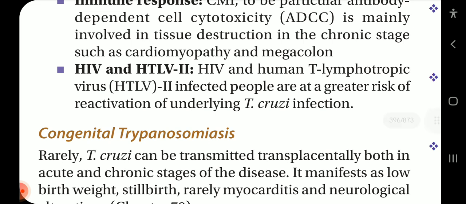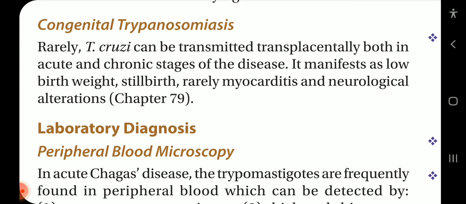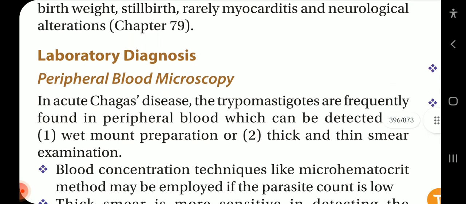HIV and HTLV: HIV and human T-lymphotropic virus HTLV infected people are at a greater risk of reactivation of underlying Trypanosoma cruzi infection. Congenital trypanosomiasis: rarely, Trypanosoma cruzi can be transmitted transplacentally in both the acute and chronic stage of the disease. It manifests as low birth weight, stillbirth, rarely myocarditis, and neurological alterations.